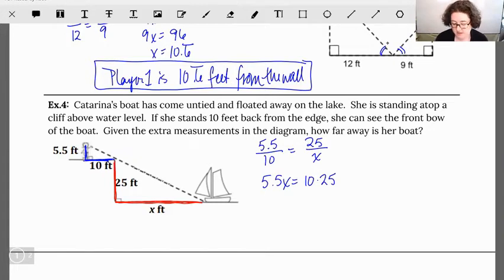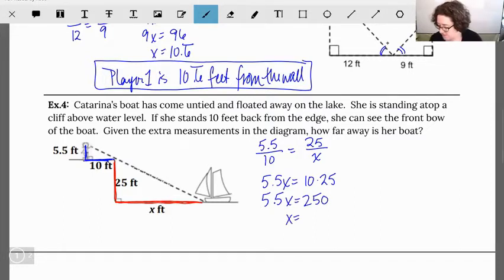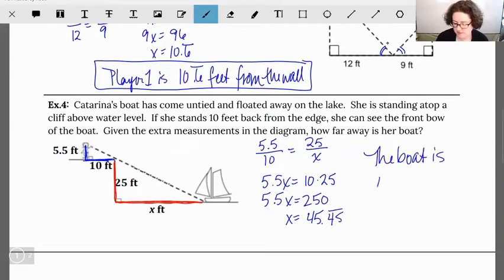Then 10 times 25 gives us 250. Then divide both sides by 5.5. So 250 divided by 5.5, we get a repeating decimal, 45.45 repeating. So that means the boat is 45.45 repeating feet away from the cliff.